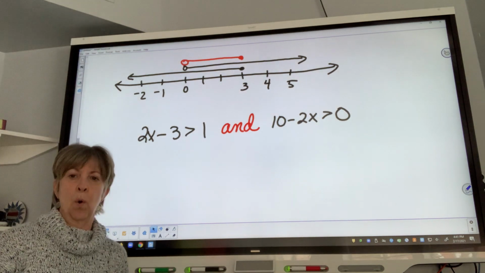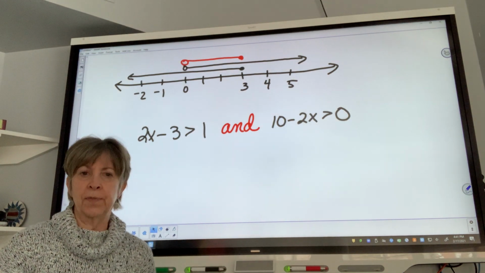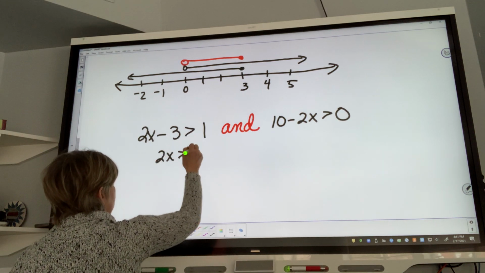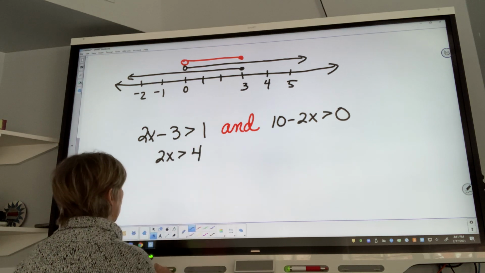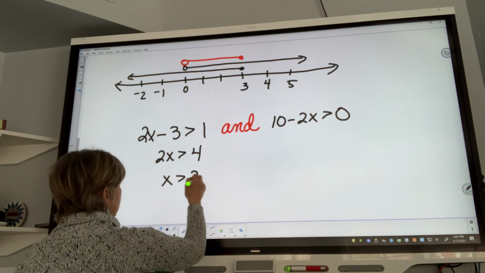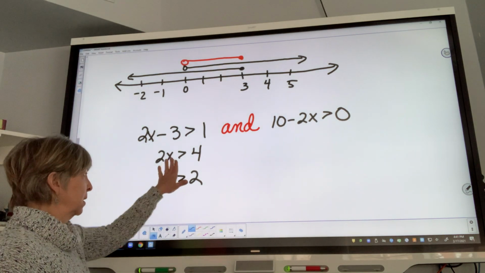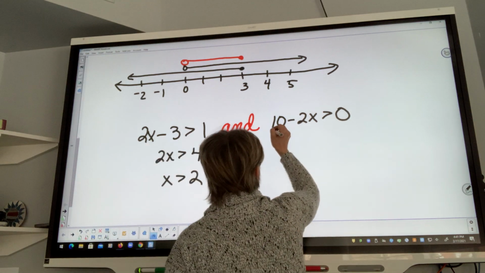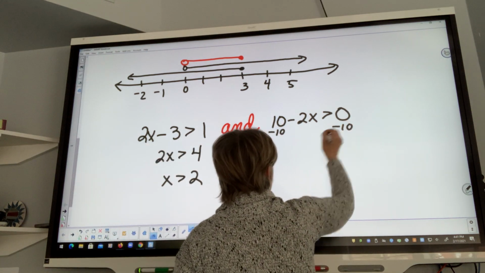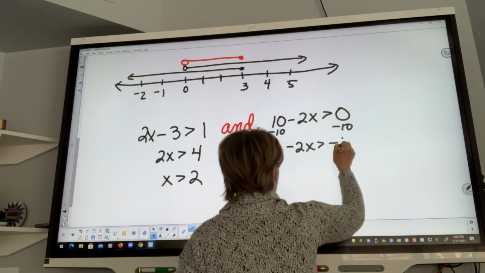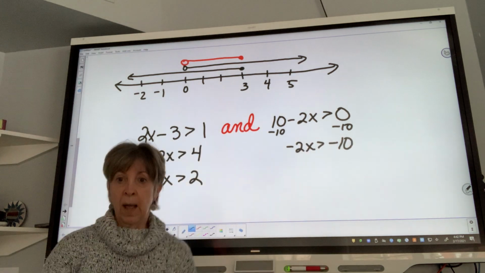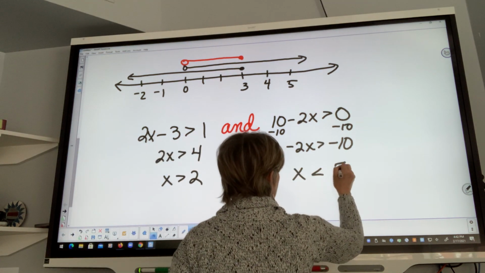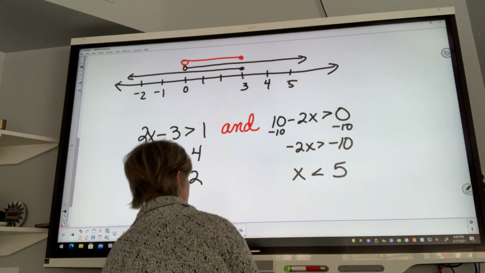Now, just like with the ors, we're going to go ahead and solve these individually. So I'm going to solve this. I'm going to add 3 to both sides, or move the -3 over where it becomes positive. Then I'm going to divide by 2, and I'm going to get x is greater than 2. I did not switch my inequality because I didn't divide by a negative. Over here, I'm going to subtract 10, so I'll have negative 2x is greater than negative 10. Now here, I'm going to divide by negative 2, so I'm going to have to switch my inequality. Negative divided by a negative is a positive.